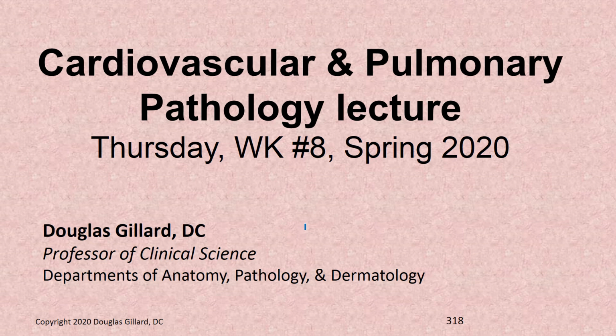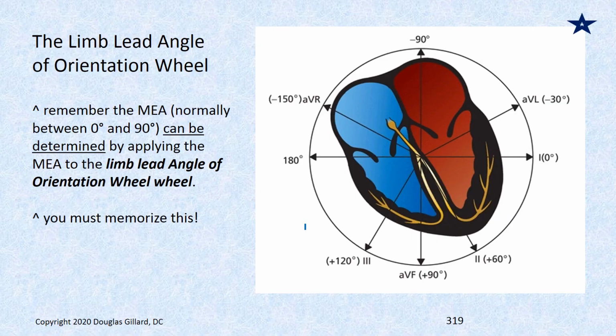It's spring 2020. Let's do some CVPP, cardiovascular and pulmonary pathology. Really just cardiovascular we're talking about today. Remember last time we talked about this and I warned you how important it is. This is the MEA Wheel, I call it for short. This is how you map or quantify the electrical flow through the ventricles or through the atria. There's got to be a way to tell how the flow of electricity is going through your heart.